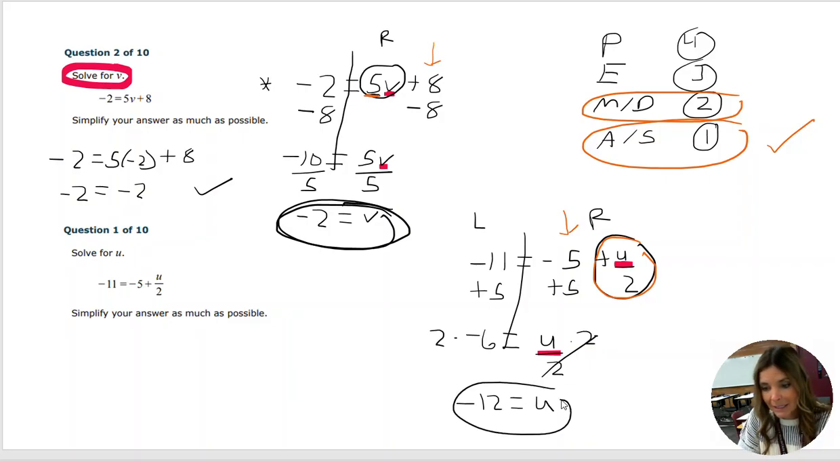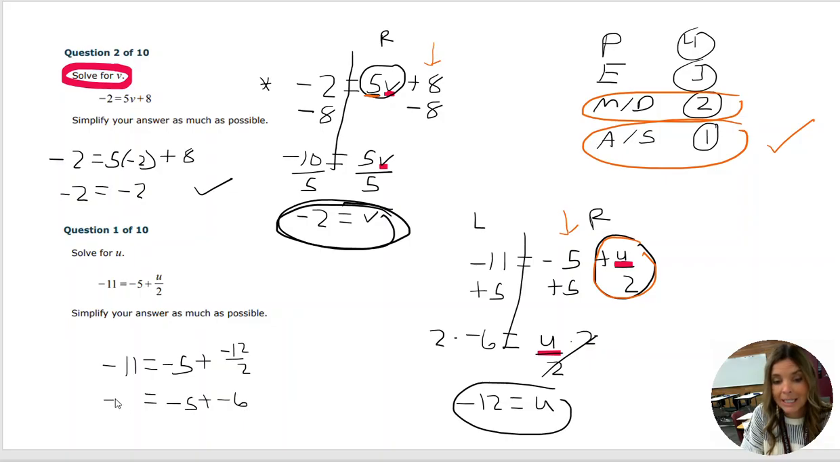Meaning that if I take my original equation and I make a substitution for the u and I plug in negative 12, when I evaluate this, I'm going to get negative 5 plus negative 6, which is equal to negative 11. So a solution is the value of the variable that makes the equation true.